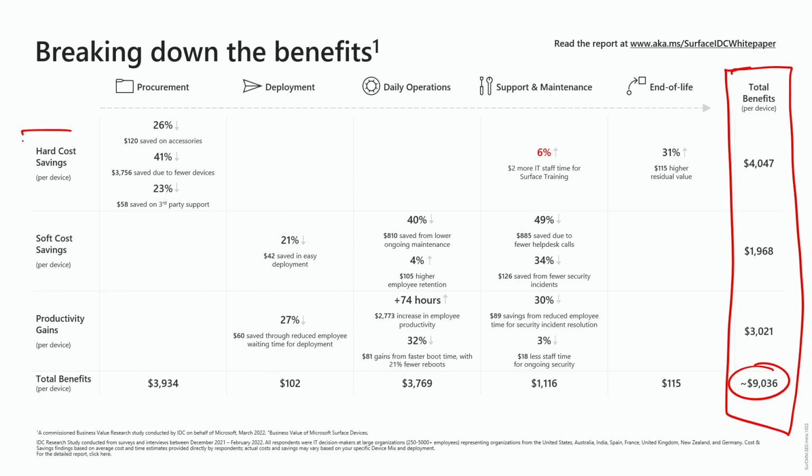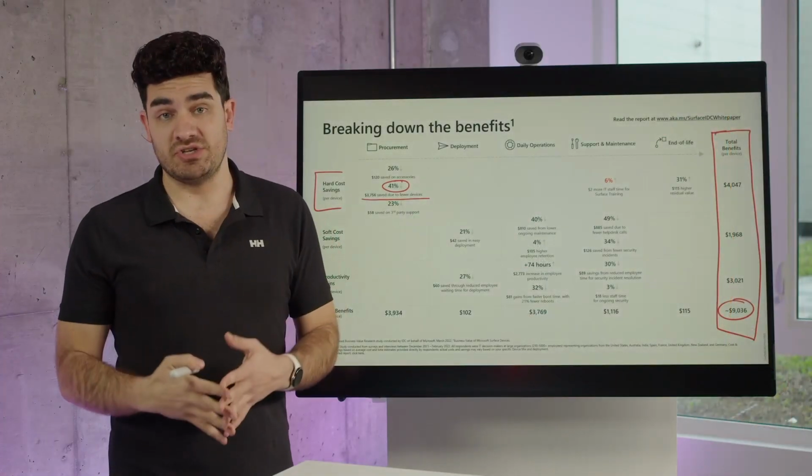I will start here with the hard cost savings. We had found that per device, all of these numbers per device, there was a reduction in the need of accessories. Not insignificant, but also not a large amount, 120 per device. That is a 26% reduction. This one is the largest stat on here, and it is absolutely valid. 41%. This is 3,756 saved due to device consolidation.